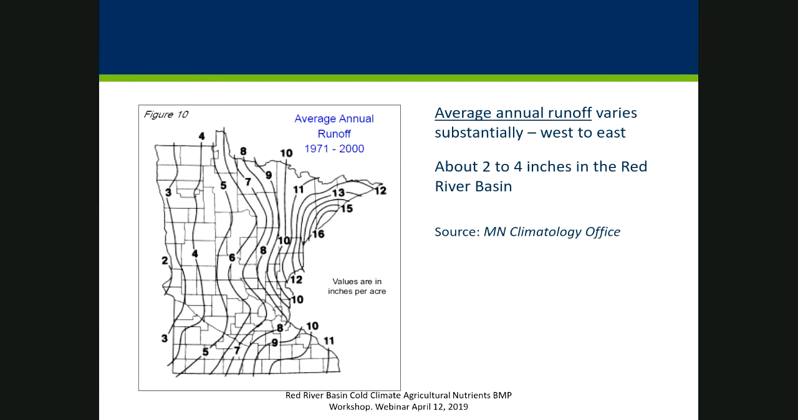And this amounts to about 2 to 3 inches of runoff for the Red Basin each year, annually. In really high years, we might have 5 or 6 inches of runoff from a high precip year.